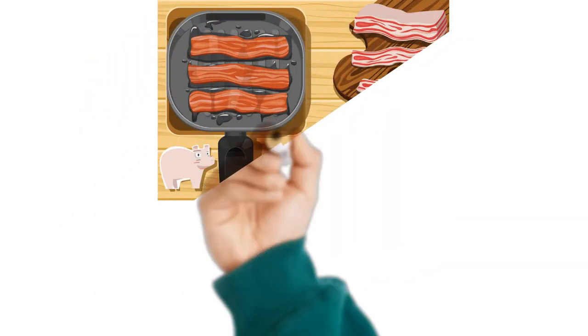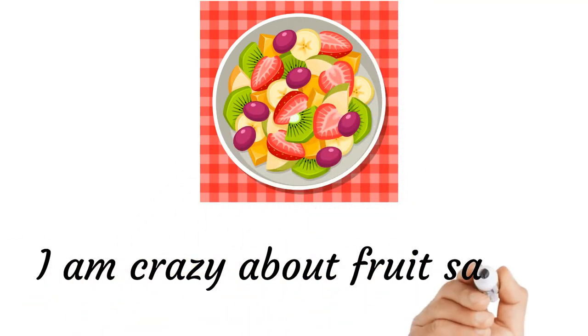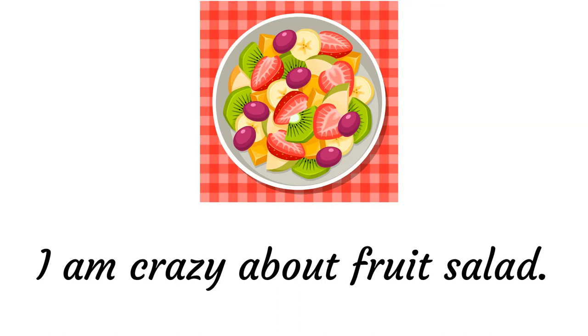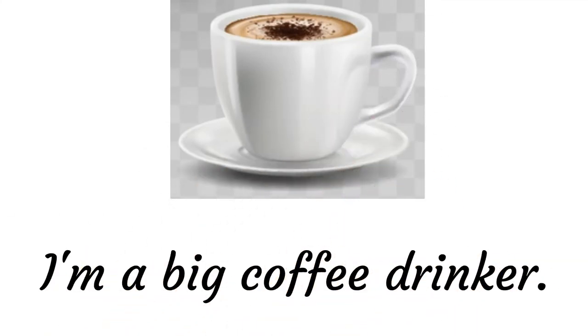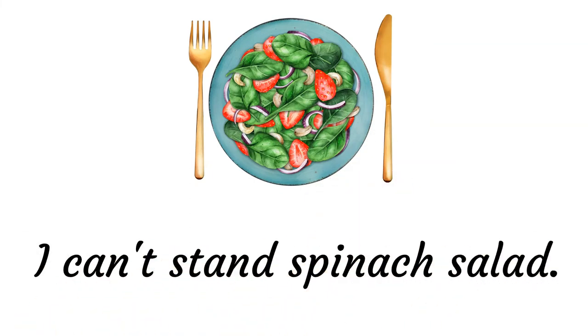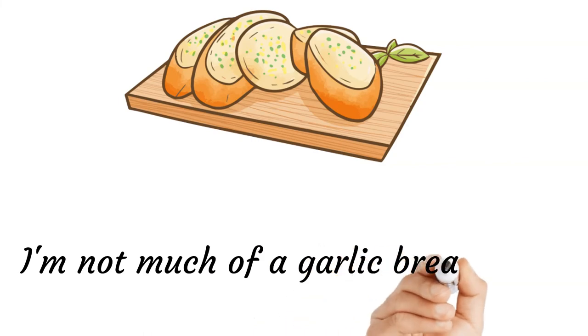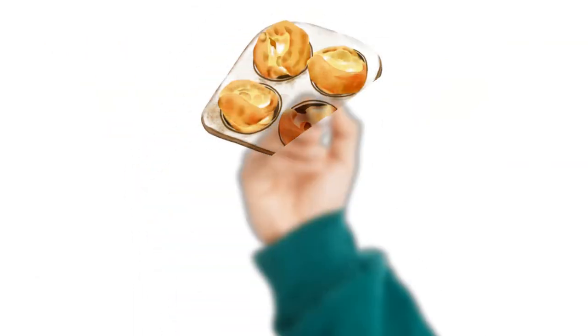Now let's continue by using what we have learned in some examples. She was preparing to cook bacon. I am crazy about fruit salad. I'm a big coffee drinker. I can't stand spinach salad. I'm not much of a garlic bread eater. I don't care for English muffins.